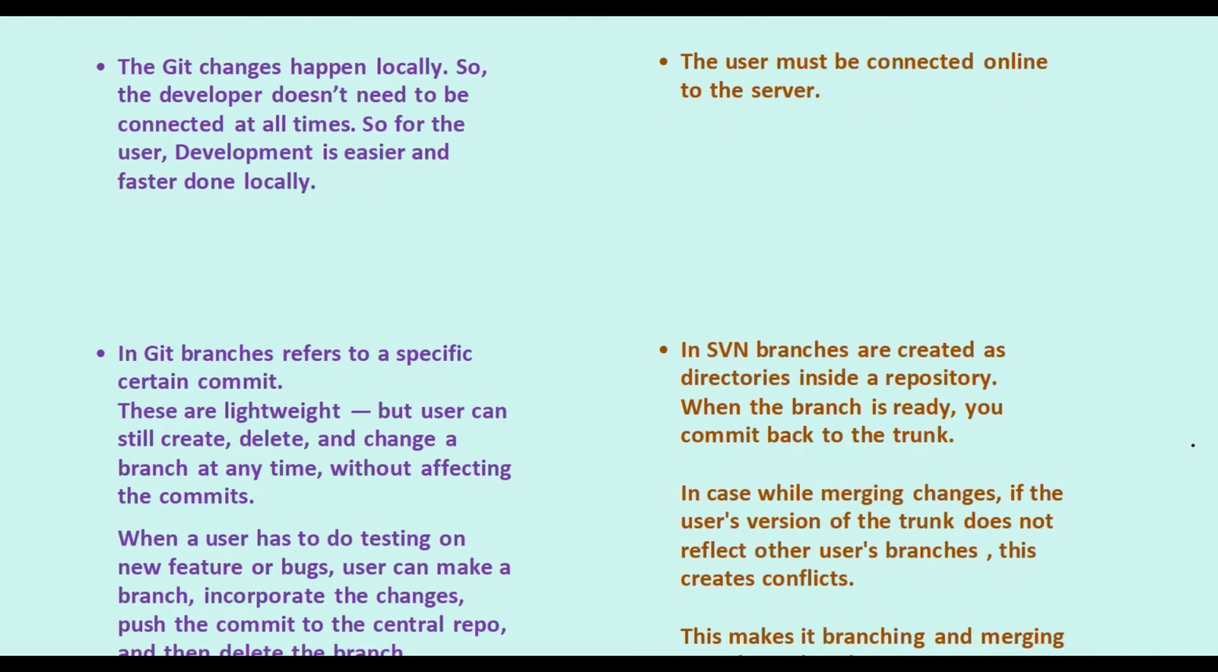In Git, the changes happen locally, so the developer or the user doesn't need to be connected at all times. So for the user, the development is easier and faster because it's done locally. Whereas in SVN, the user must be connected online to the server at all times.